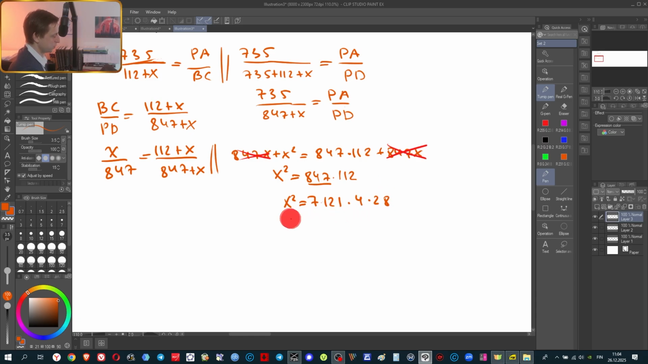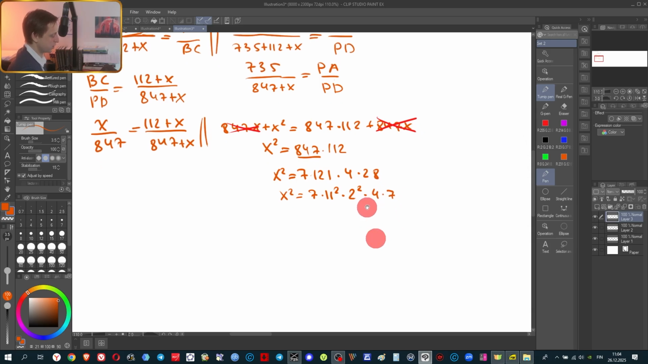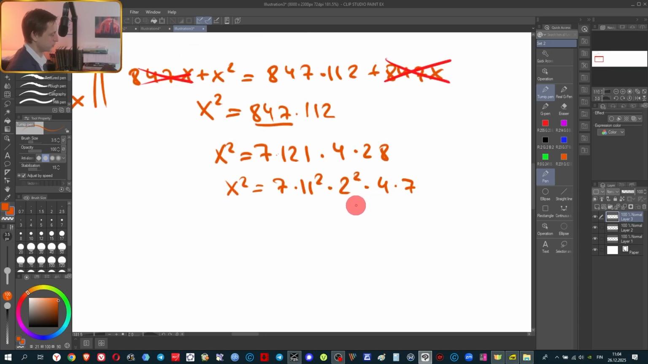So let's continue here. x squared equals 7 times 11 squared times 2 squared, and 28 is 4 times 7, and this 4 is 2 to the power of 2. So let me zoom a little bit.